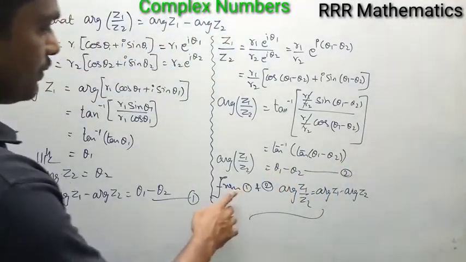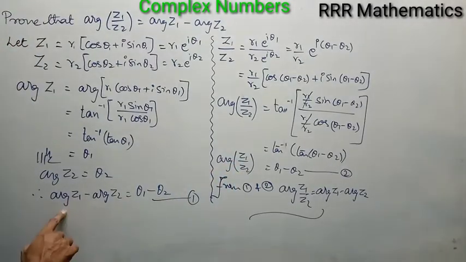So argument of Z1 by Z2 equals argument of Z1 minus argument of Z2. Got it?